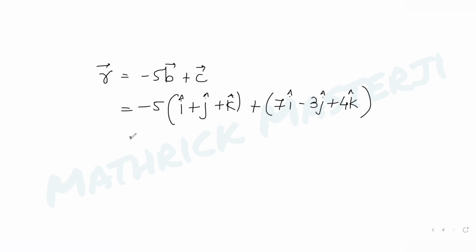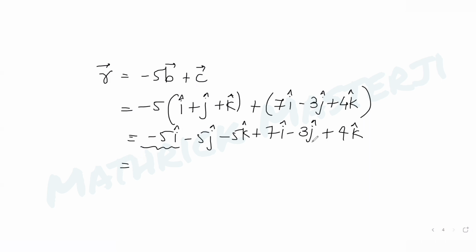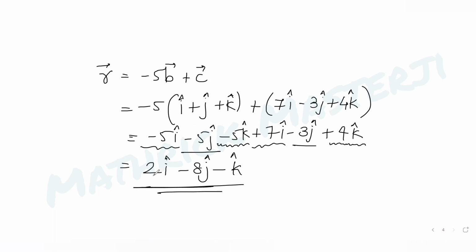So you get here -5i minus 5j minus 5k plus 7i minus 3j plus 4k. So you get it as -5i plus 7i, which is 2i, minus 5j minus 3j, that is -8j, and minus 5k plus 4k, so that is minus k. So you get the new vector r bar also in terms of i, j, and k.